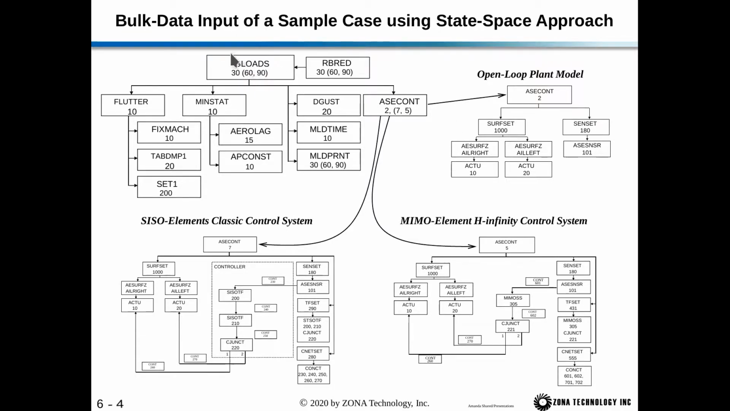So we have the GLoads card. Meanwhile, we have the rigid body reduction card, which we've talked about, referring to the GLoads card to clean up the rigid body states. Then the GLoads card, much like the ASC card, refers to a flutter and a MNStat card.